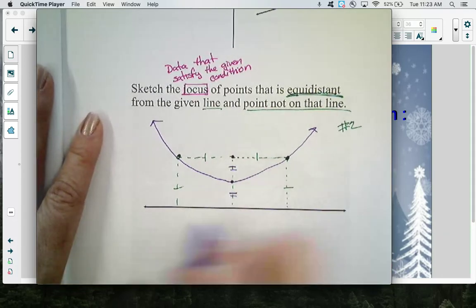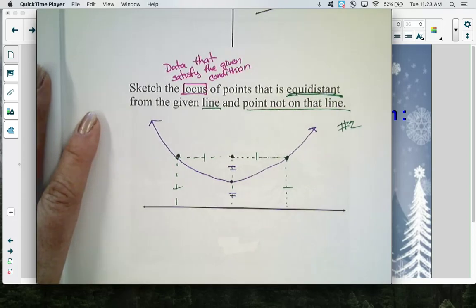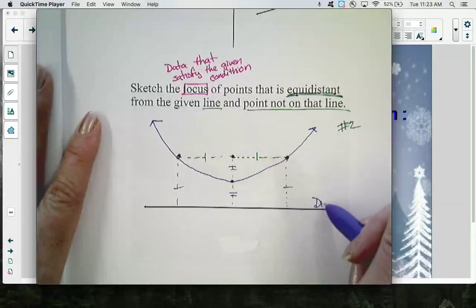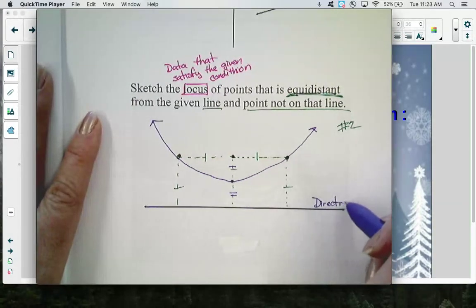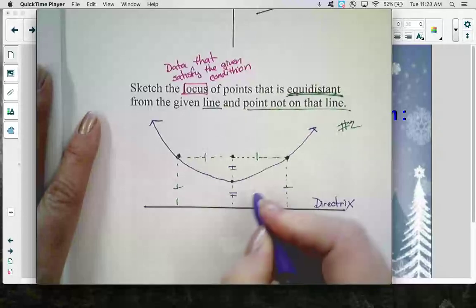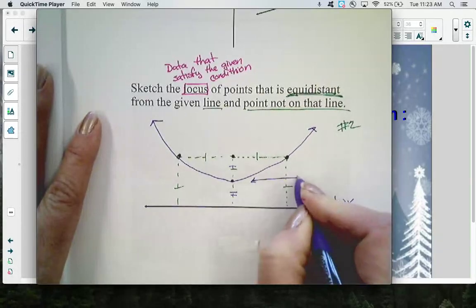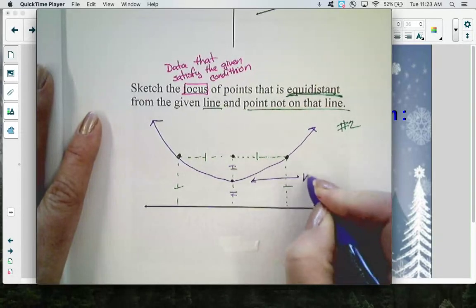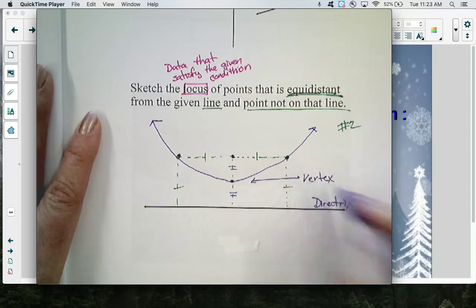This line, believe it or not, that every parabola you've always drawn, that line has always existed. You just didn't know it. That line is called the directrix. This point right here is our vertex of our parabola.